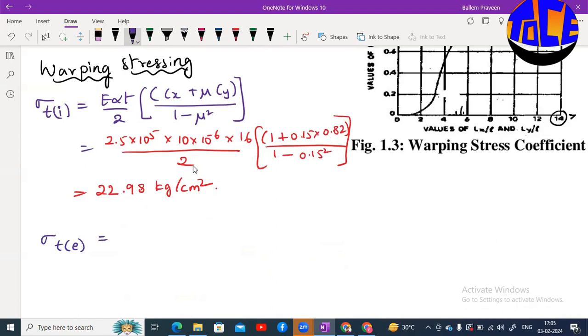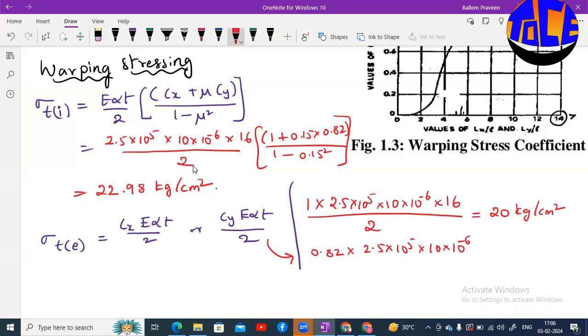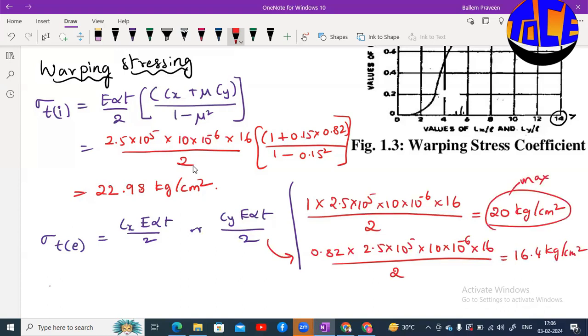Now let us calculate the warping stress at the edge portion. Sigma Te is equal to Cx E alpha T by 2 or Cy E alpha T by 2. Okay, so the Cx value is 1 into the E value, 2.5 into 10 to the power of 5. Alpha is 10 into 10 to the power of minus 6. The T value is 16 divided by 2. So this value will be around 20 kg per centimeter square. And for this equation, Cy is 0.82, E is 2.5 into 10 to the power of 5, alpha is 10 into 10 to the power of minus 6, and the temperature T is 16 divided by 2. So this value will be 16.4 kg per centimeter square. So this is the maximum, and this will be our stress at the edge portion. So sigma Te is equal to 20 kg per centimeter square.